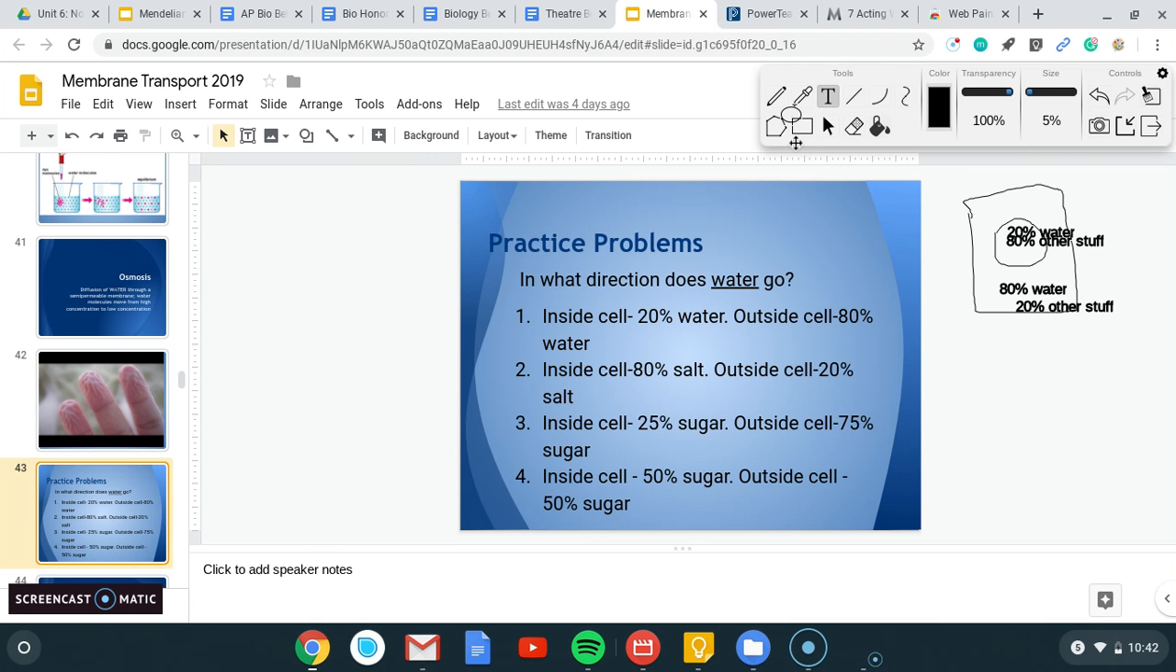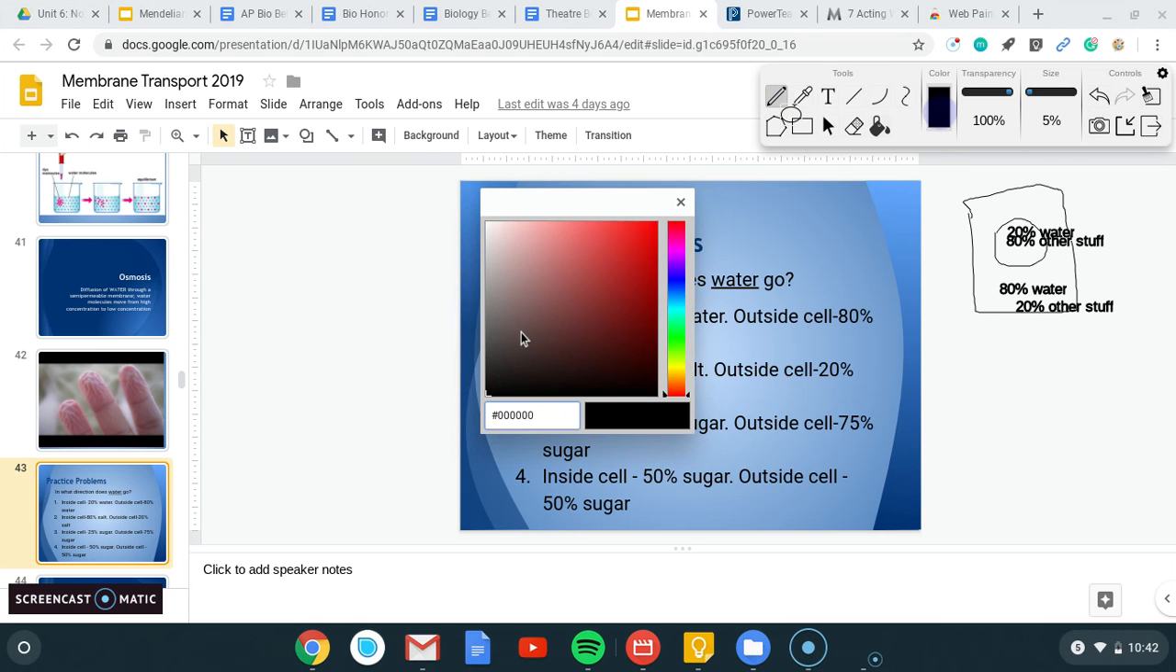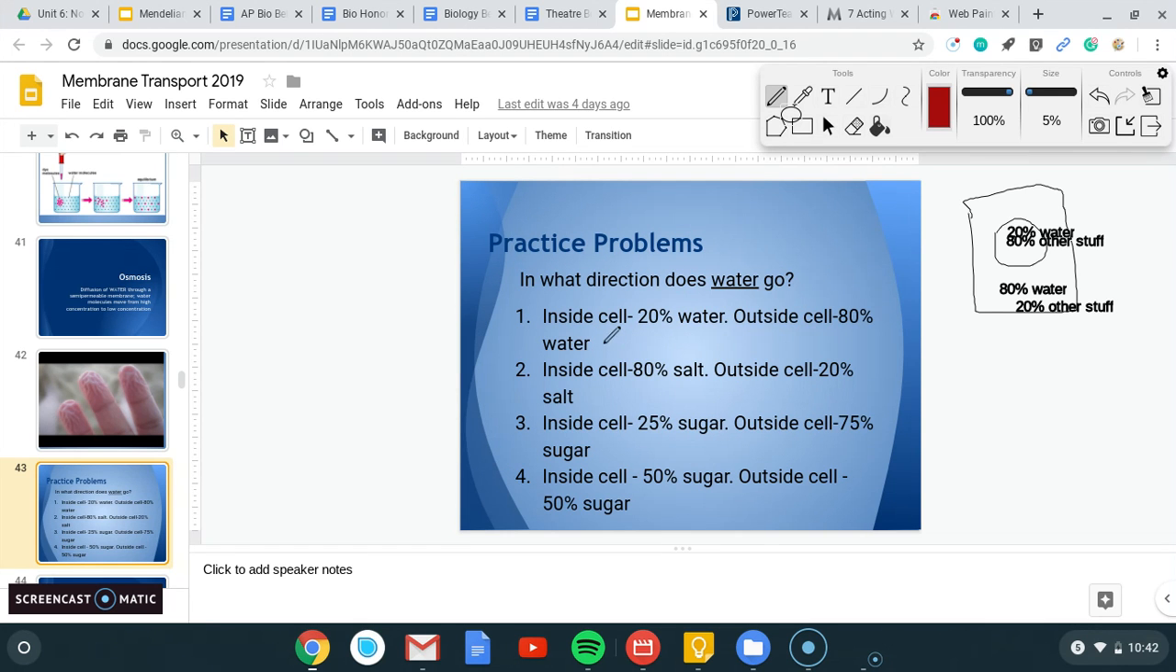And in this question, it's asking, where does the water go? So in this example, I am going to see that I have 20% water inside the cell, 80% outside. The water is going to go from an area of high concentration to an area of low concentration via osmosis. So it's going to go into the cell. And I can draw a little arrow there. And then here I might write into the cell.